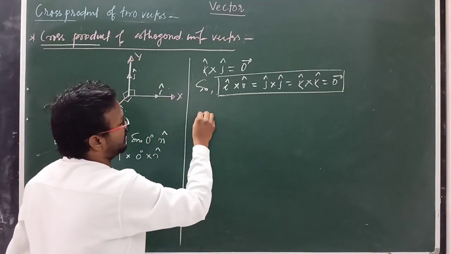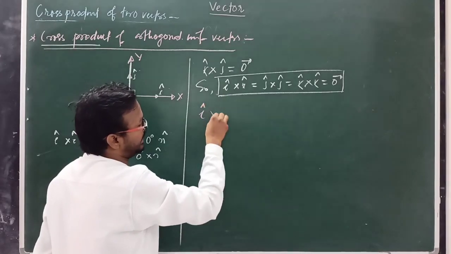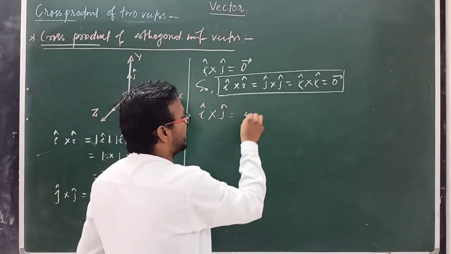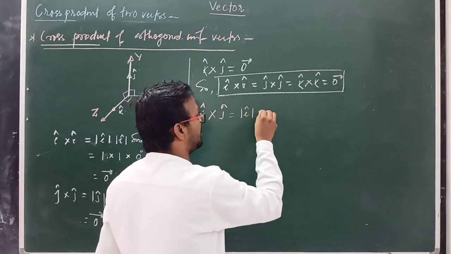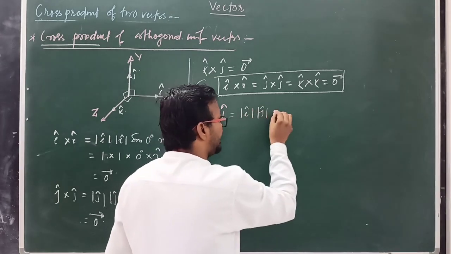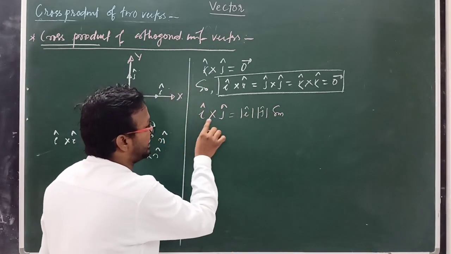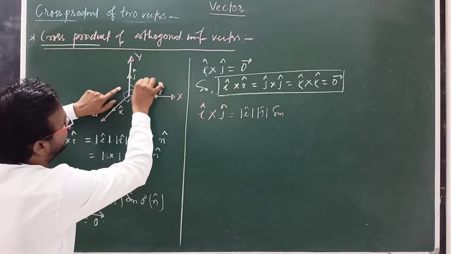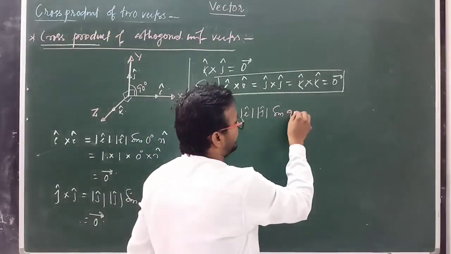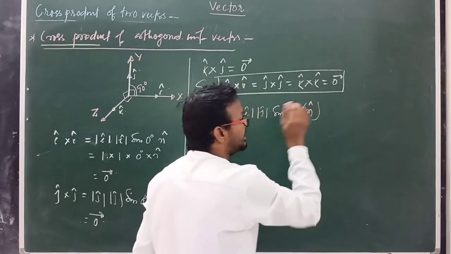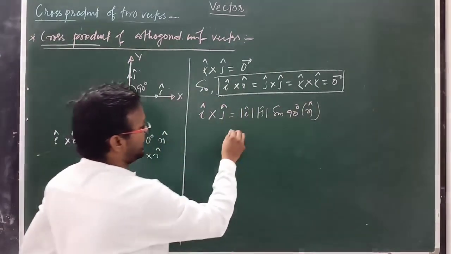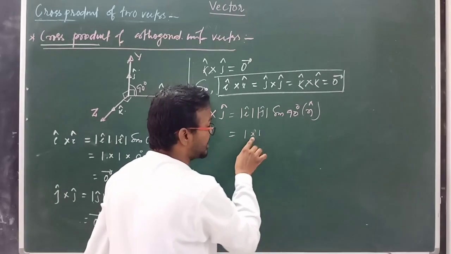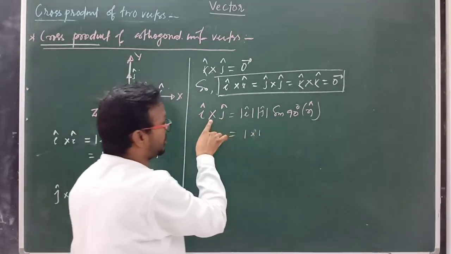Clear? Now if we take the cross product i cap cross j cap, in this case the magnitude of i cap, the magnitude of j vector, into sine of the angle between i and j, and here the angle between i and j, theta, is 90 degrees. So you can use 90 into n cap, the unit vector. In this case the magnitude of i cap is 1, and the magnitude of j cap is also 1. This is not cross, this is simple multiplication. Clear?